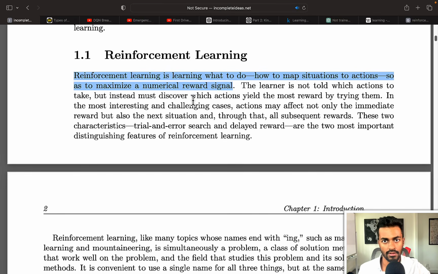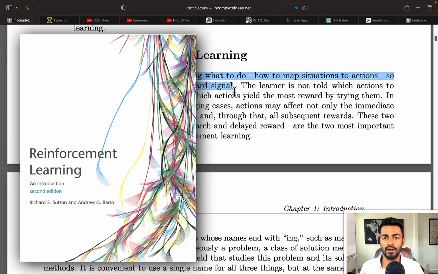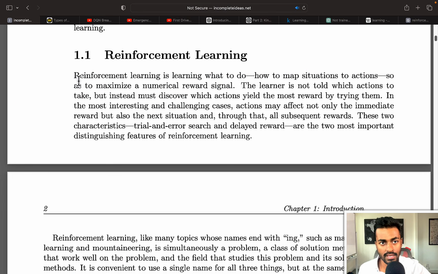Reinforcement learning is learning what to do, that is, how to map situations to actions, so as to maximize a numerical reward signal. This is a very high-level definition of reinforcement learning that's given in the book Introduction to Reinforcement Learning by Dr. Richard Sutton. You can see here that reinforcement learning is a method of learning, and a method of learning in machine learning is known as a paradigm of machine learning.